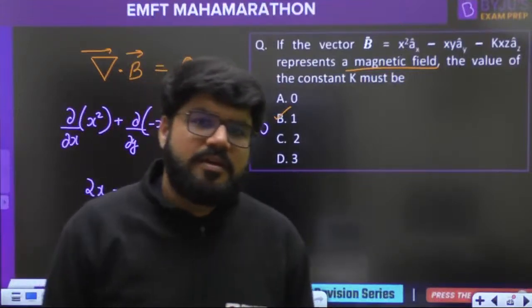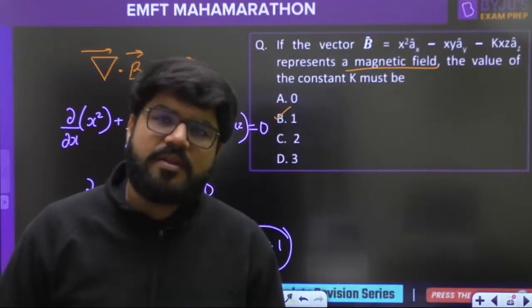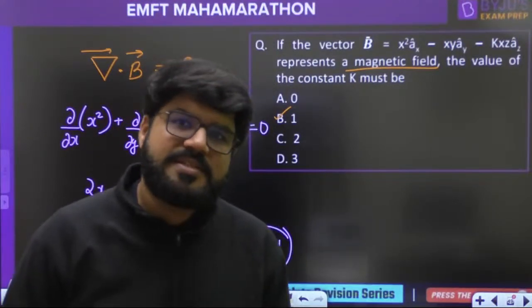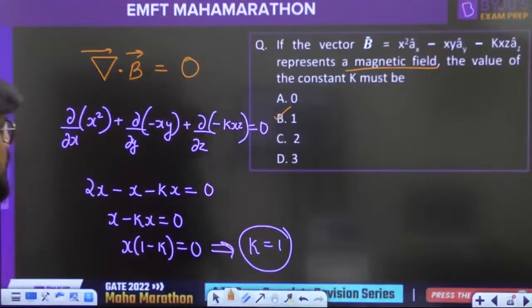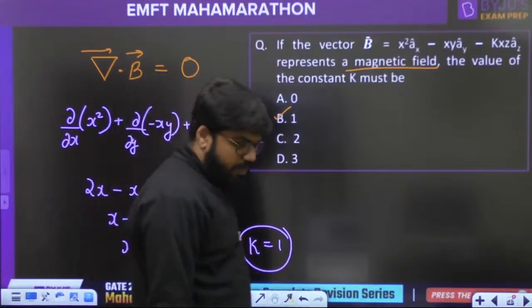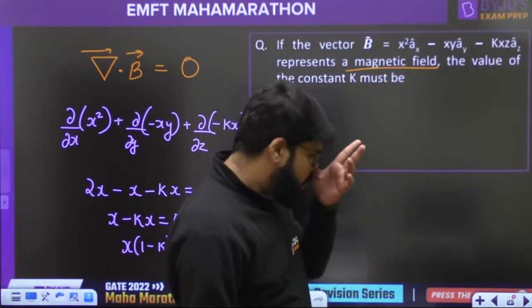Simple question. Okay. But there have been similar questions, not the same but related questions in the GATE. Chalo, k equal to 1.